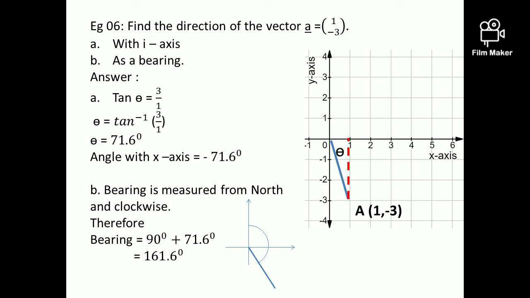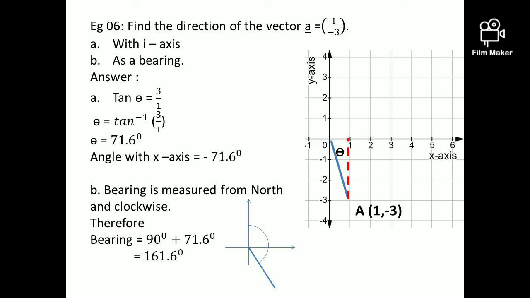Then, if you mark 71.6, you can understand that if this coordinate goes from 1 to 3, you get the same angle 71.6. But here you need to represent it as below the x-axis. To represent that it is below the x-axis, we will mark it as minus 71.6. That is the answer for the angle with the y-axis.